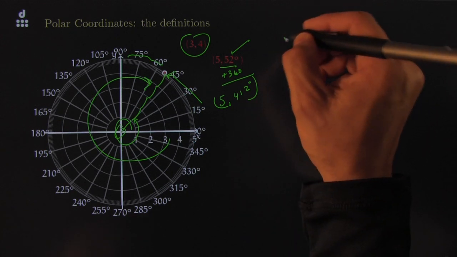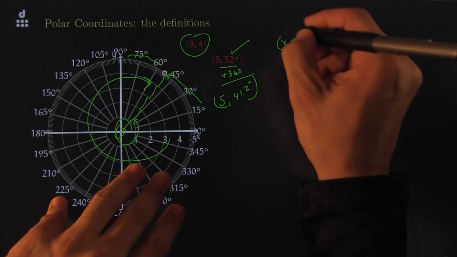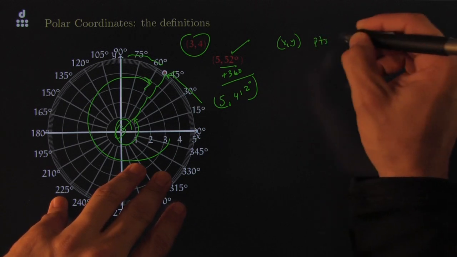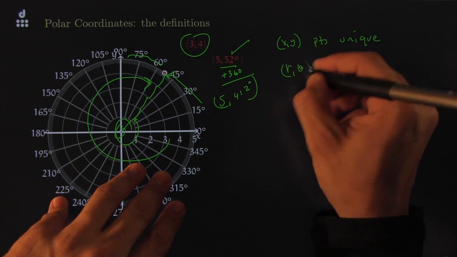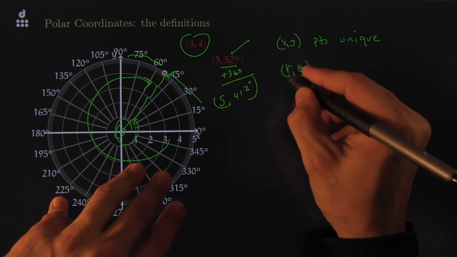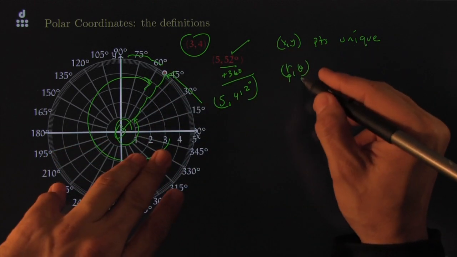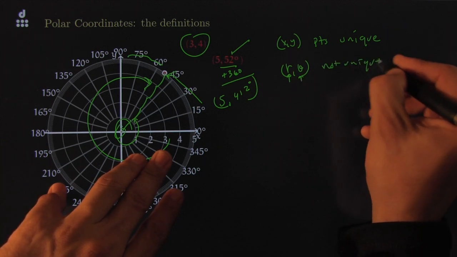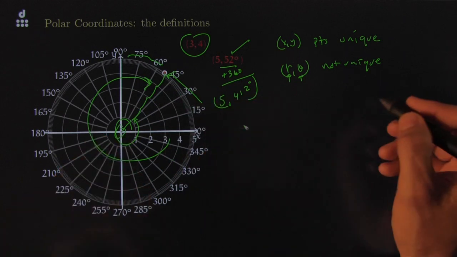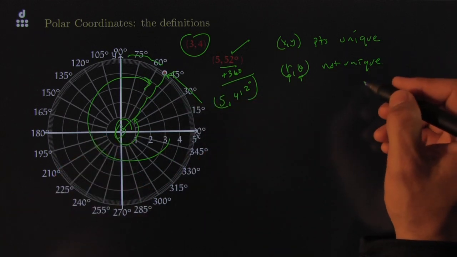First distinction here, Cartesian points are unique to their position, and R theta, which is the polar way, determine the R, the radius, how far you're going, and the theta, which way you're looking. These are not unique. In fact, every single one of these points would have infinitely many names for it.